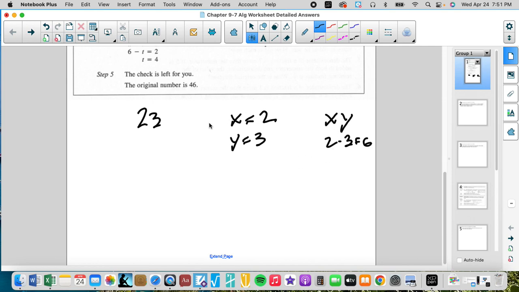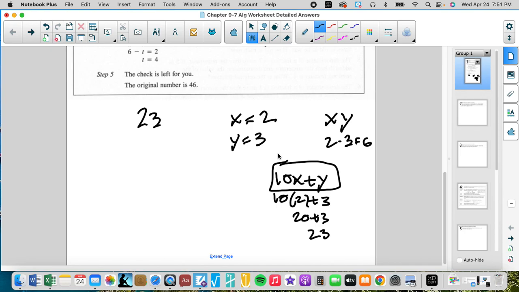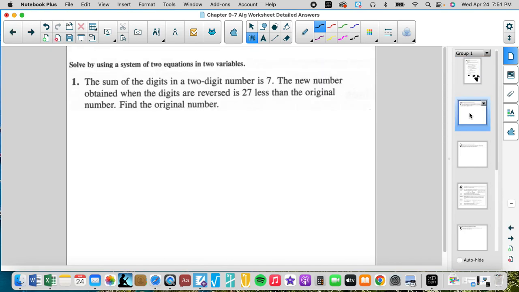So how do we get the x in the tens place? Well, we're going to have to do maybe 10x plus y. Well, 10x, 10 times 2 plus 3, 20 plus 3 gives us 23. So this would be a good representation of a two-digit number, the x being the tens place and the y being the ones place. So very important, something that you have to take some time and think about logically.